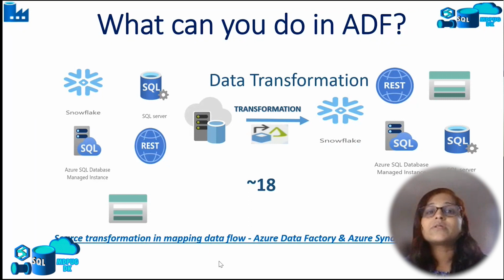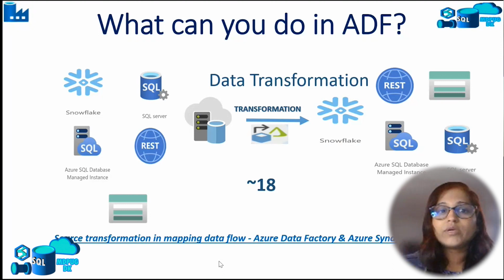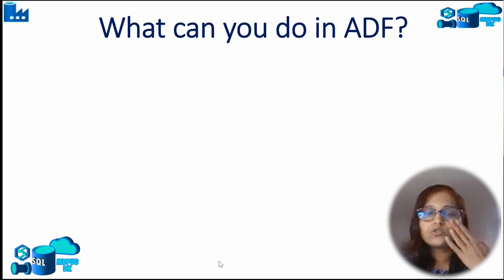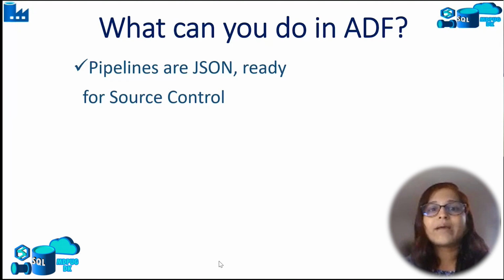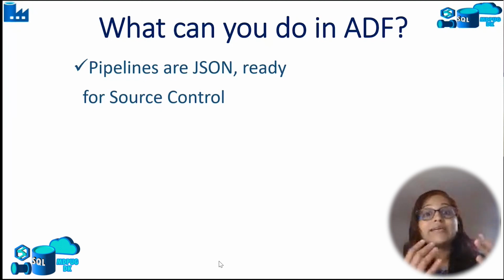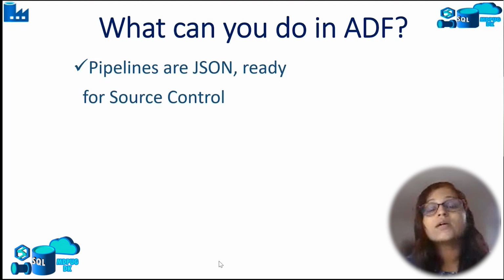So if you have requirements for data movement and data transformation, you can use Azure Data Factory. Now let's move on to what else you can do. You can also create your pipeline. Once you create your pipeline or any components using the UI, behind the scenes it generates JSON code for you, and it's generated automatically. So you don't need to worry about it at all. And this code will be used to help with source control.